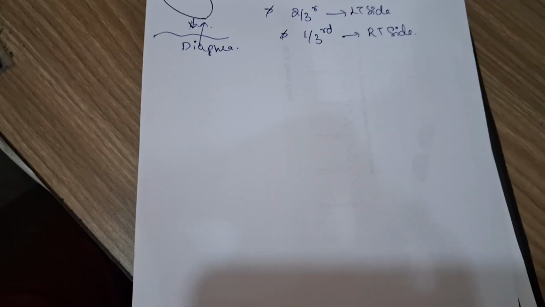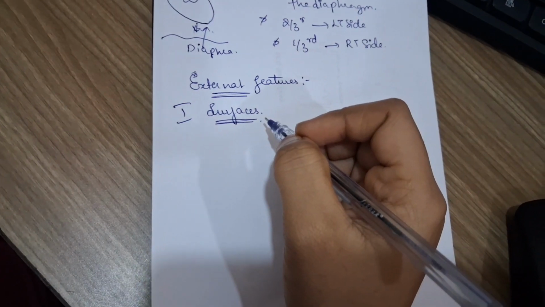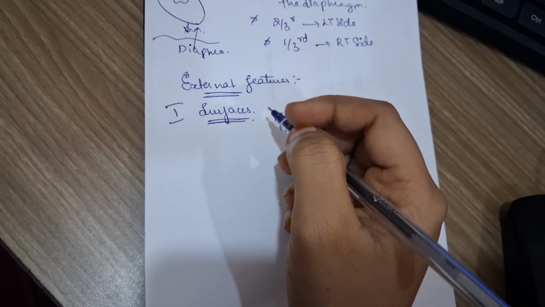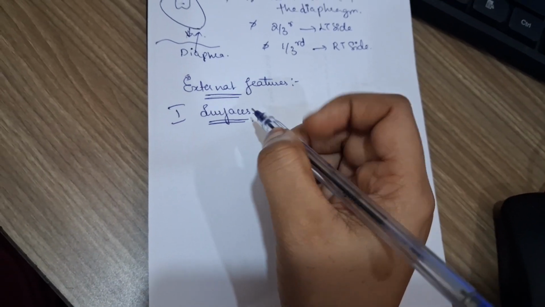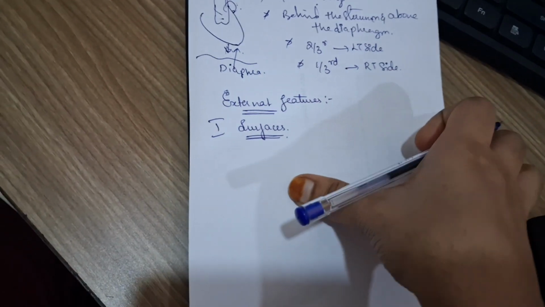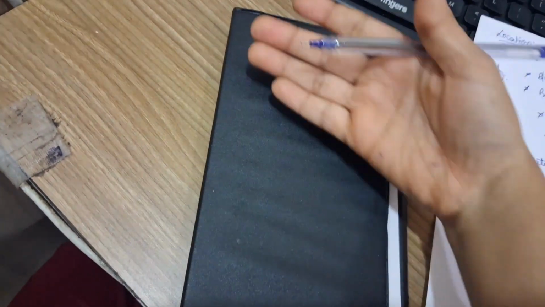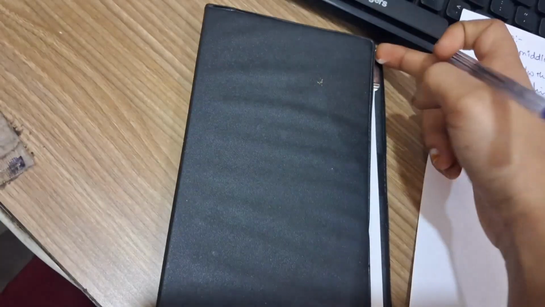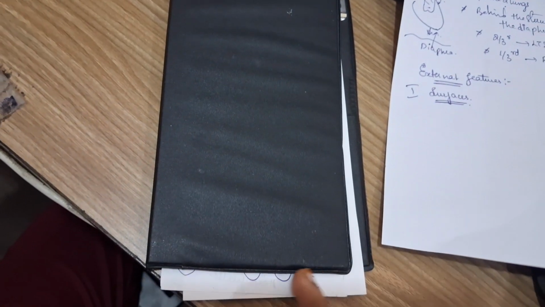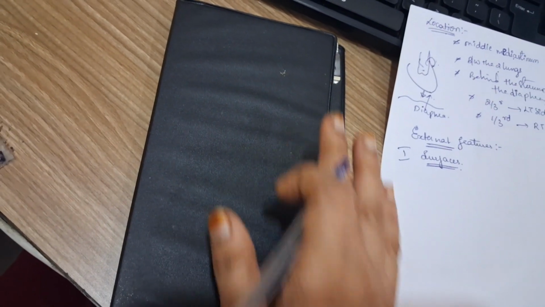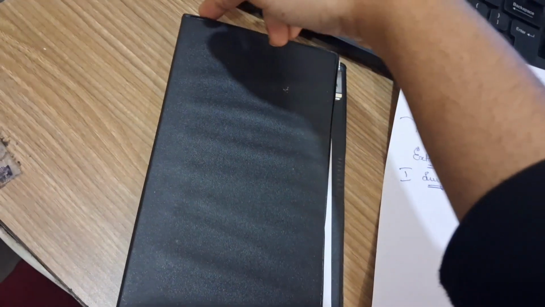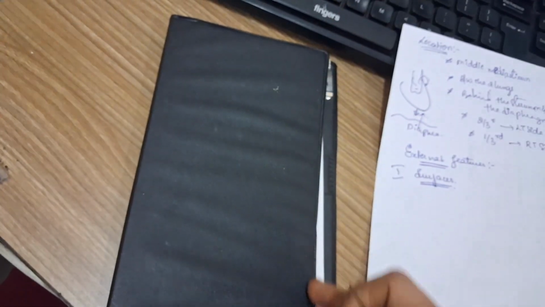Understood? Let's move towards the next part, external features. In this, first is surfaces. So what are surfaces? If you take an object, just assume this is an object, this part is called the surface, and this outermost lining is called the border. Understood?